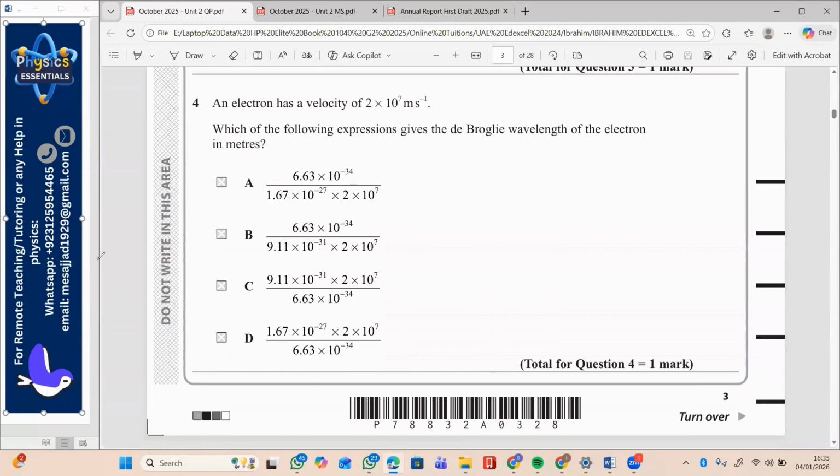An electron has a velocity of 2 into 10 raised to the power 7 meter per second. Which of the following expression gives the de Broglie wavelength of electron in meters?